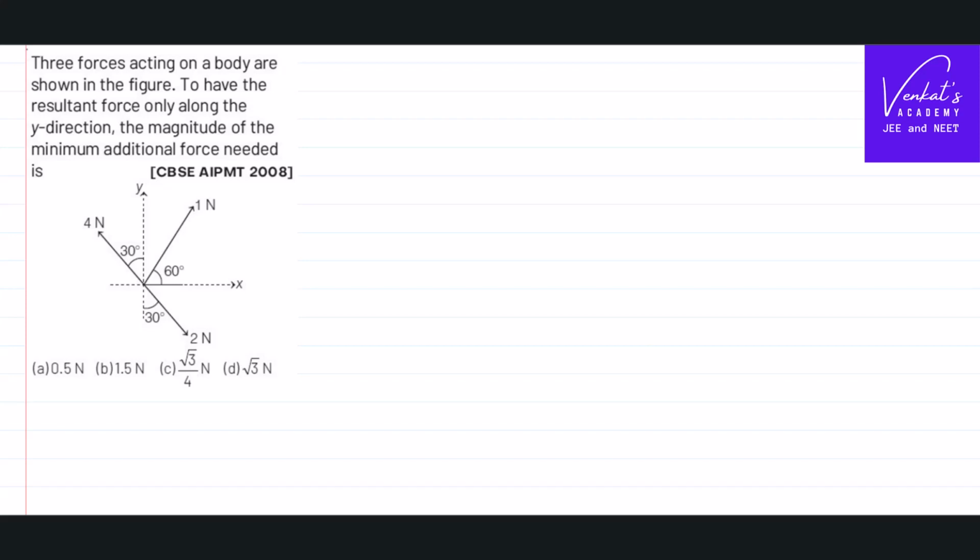We are looking at an AIPMT question, particularly from the vectors concept. It's a two-dimensional motion problem, but could we say vectors also? The problem is like this. Three forces are acting on the body as shown in the diagram. You can see the diagram here. To have a resultant force only along y direction, what is the magnitude of minimum additional force required?